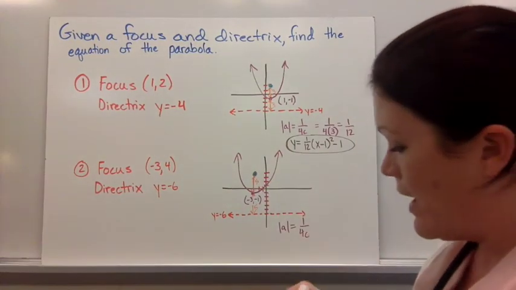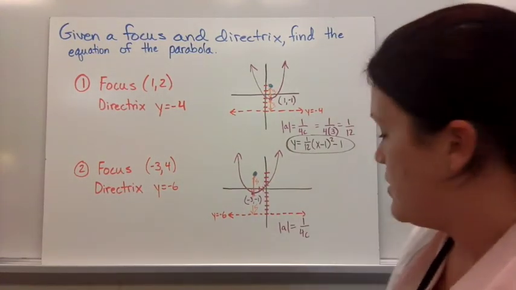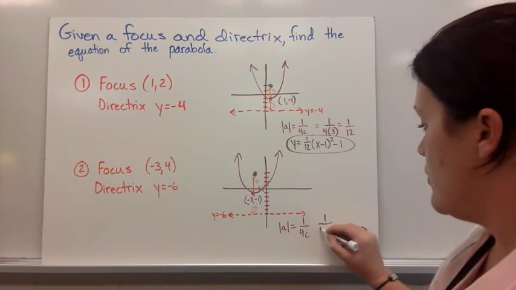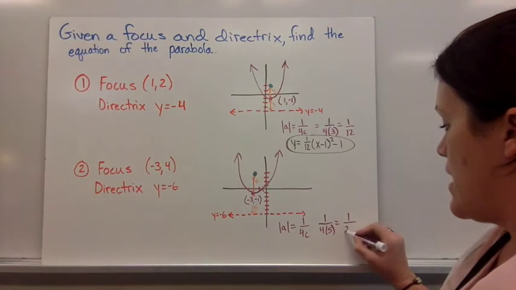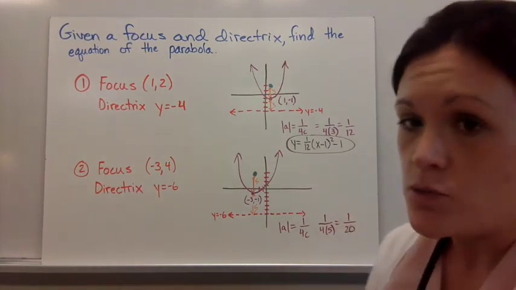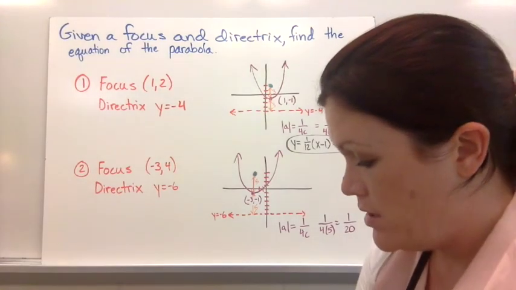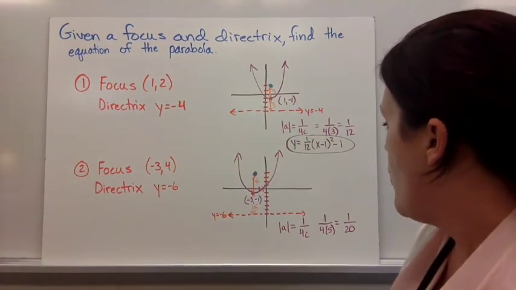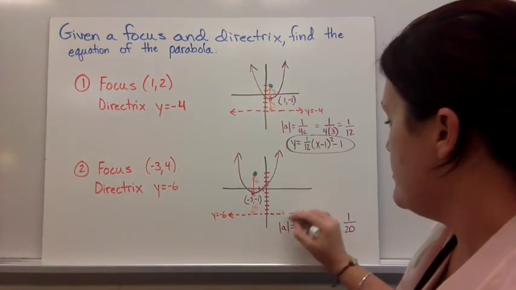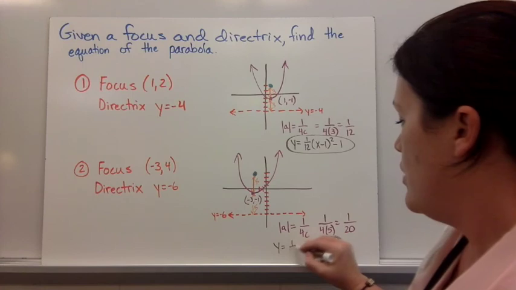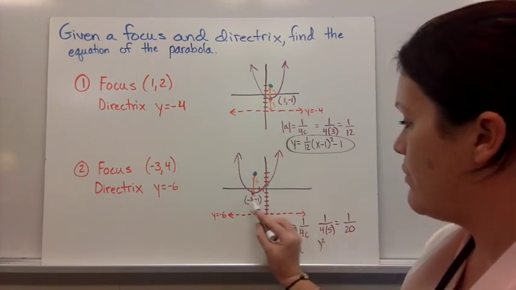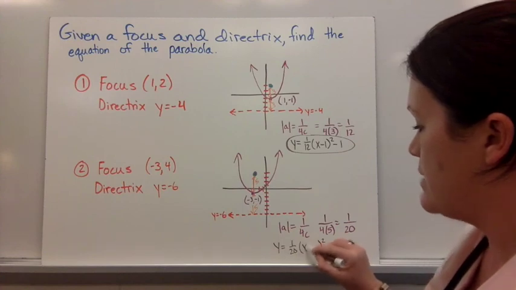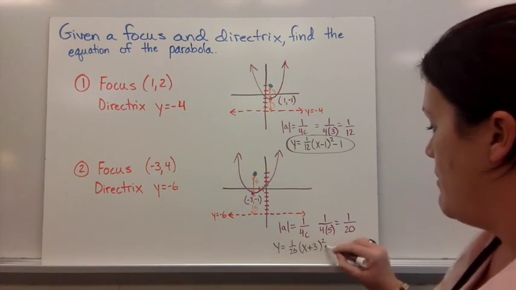So C was 5. So let's put that in our little formula here. So 1/4 times 5. So this one would be very wide, because 1/20 is very wide, not narrow. So y equals 1/20. We put our vertex in, which was -3, -1. So write x plus 3 minus 1.